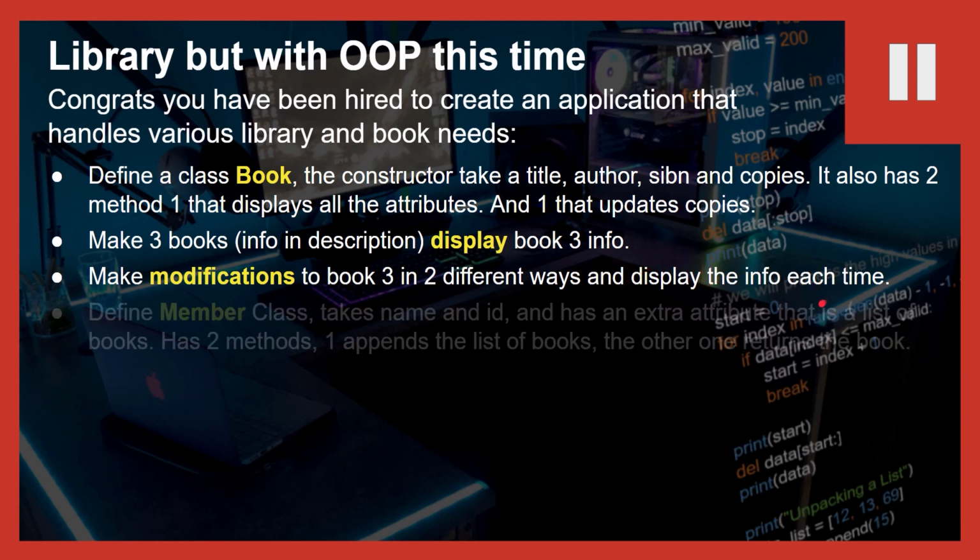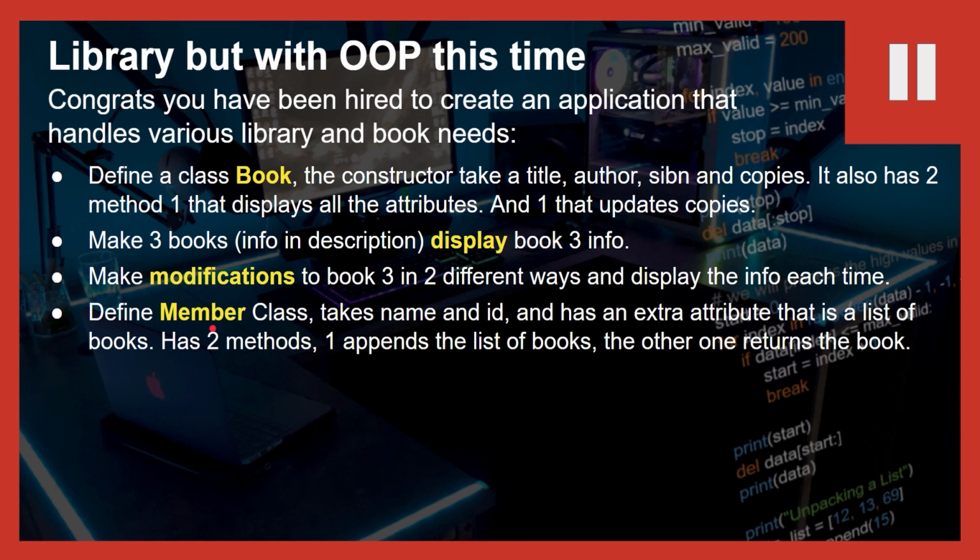Next, you'll need to make modifications to book number 3 in 2 different ways and display the information after each time. Define the Member class that takes in the name and the ID of a said member that would like to maybe get a book, and has an extra attribute that is a list of books. So it doesn't take in this list, it just has that extra attribute. It has 2 methods, one that appends the list of books and the other one that returns a certain book. So this time an attribute can also be a list.